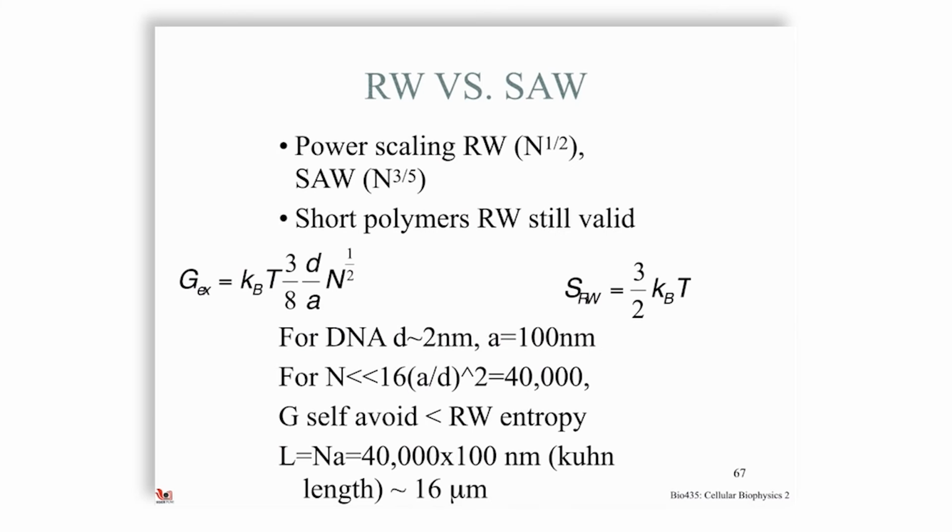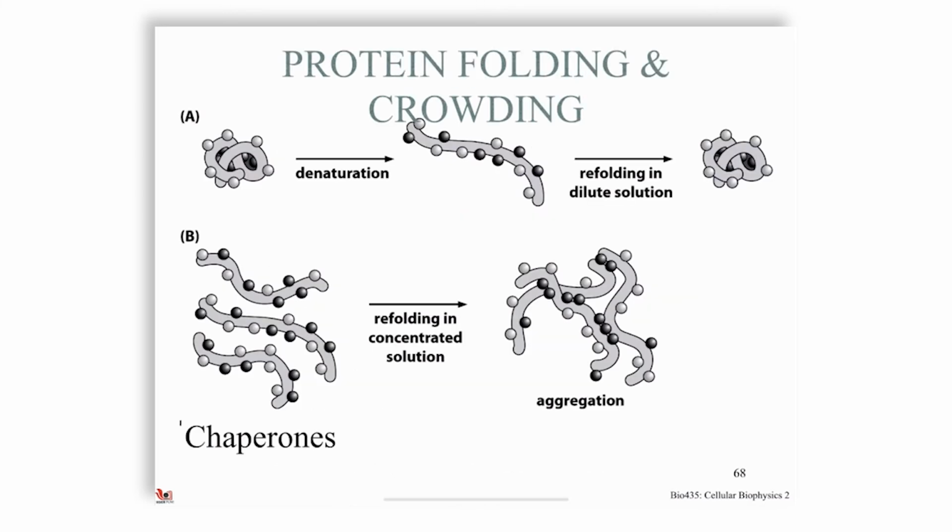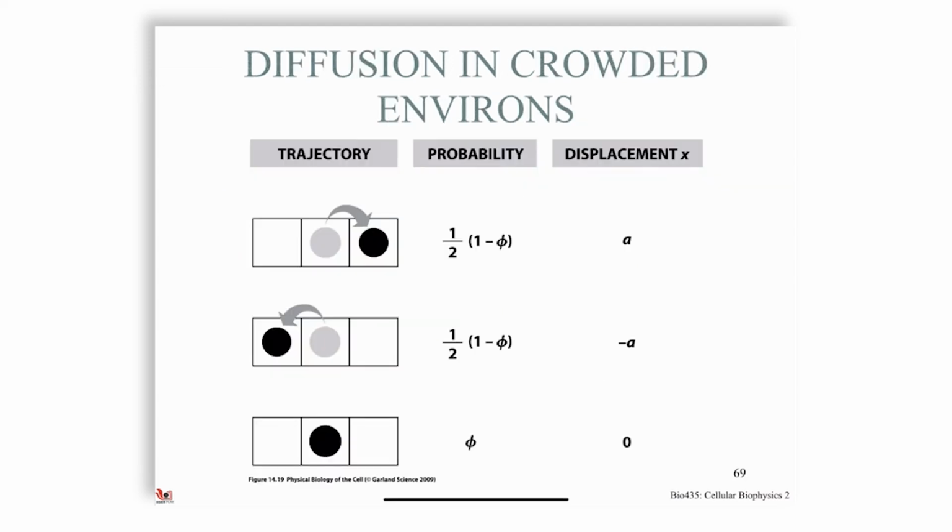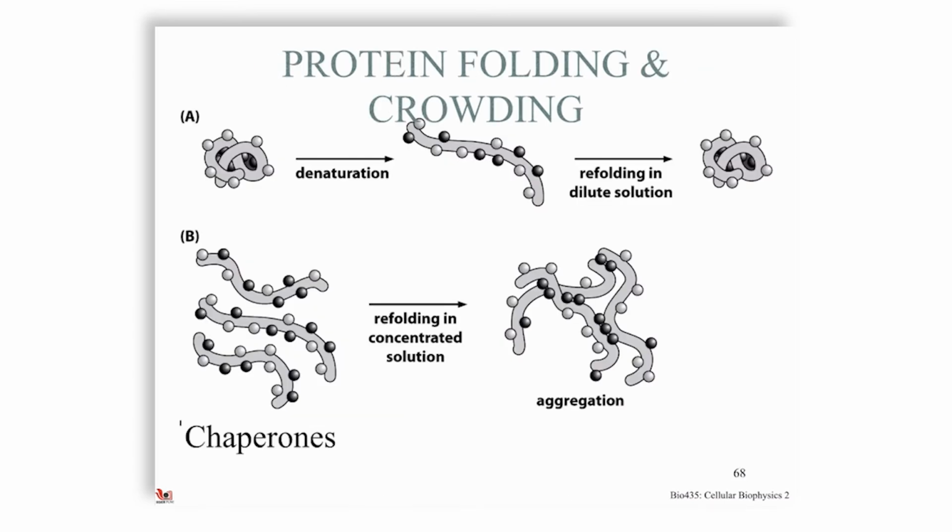For short polymers, random walk is still valid. For long polymers, this begins to break down. And this becomes relevant when we start looking at some of the more complex phenomena like protein folding in the presence of crowdants, where denaturation and refolding of a protein in a dilute solution does not result in the same processes that it results in a concentrated solution, where aggregation can result. And this becomes relevant when we then indeed talk about protein folding.